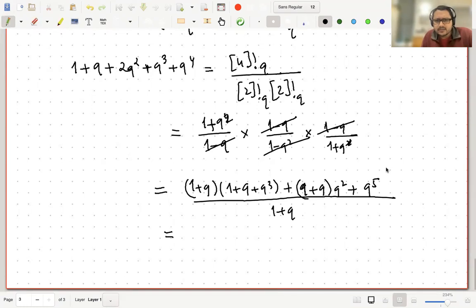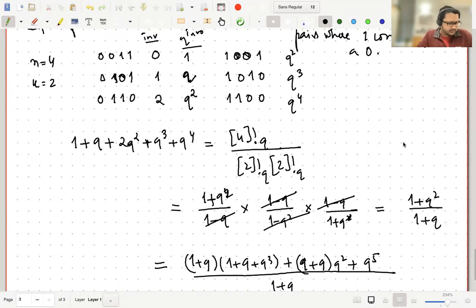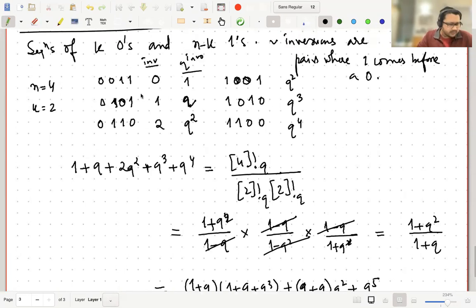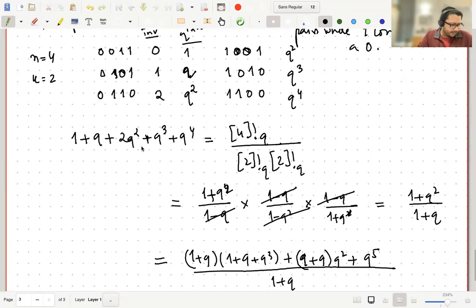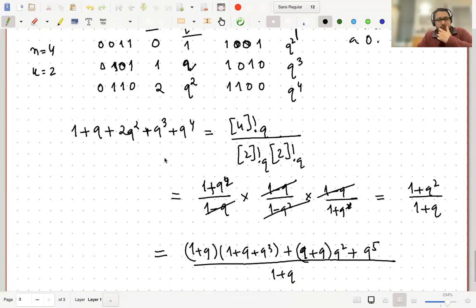Did I make some mistake? It's not supposed to be this. Do you see the mistake in the factorization that I did? Let's go back. Let me check my notes. Okay, so this is 0. That's right. q^2 is fine, q^3 is fine, q^4 is fine. Okay, so I have understood the mistake.